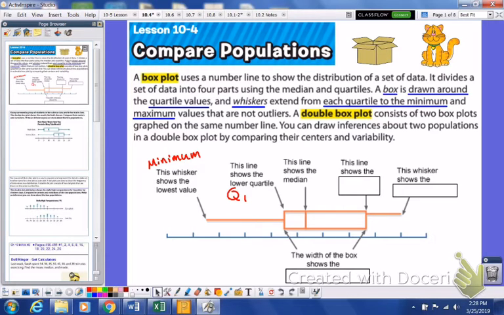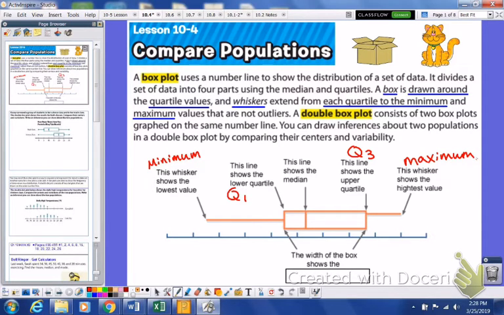And our line on the right, the left is the lower quartile, and the right is the upper quartile, which we typically label as Q3. And then the whisker on the right shows the highest value, which we normally label as our maximum. So minimum, Q1, median, Q3, maximum. Now the width of our box here, from Q1 to Q3, shows our interquartile range, which we can just label as IQR, which we learned about in the last section.